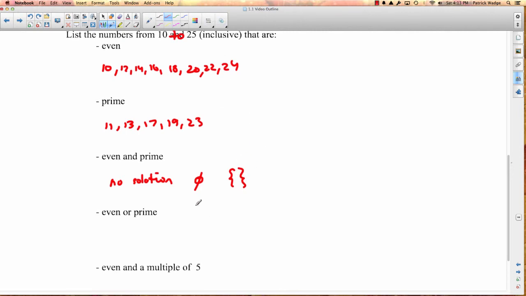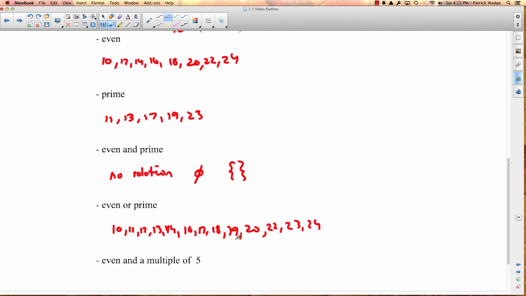Okay, how about list the numbers that are even or prime? That means they could be even, they could be prime, or they could be both. So we have to list all of these. It would be 10, 11, 12, 13, 14, 16, 17, 18, 19, 20, 22, 23, and 24. Those numbers are even or they're prime.